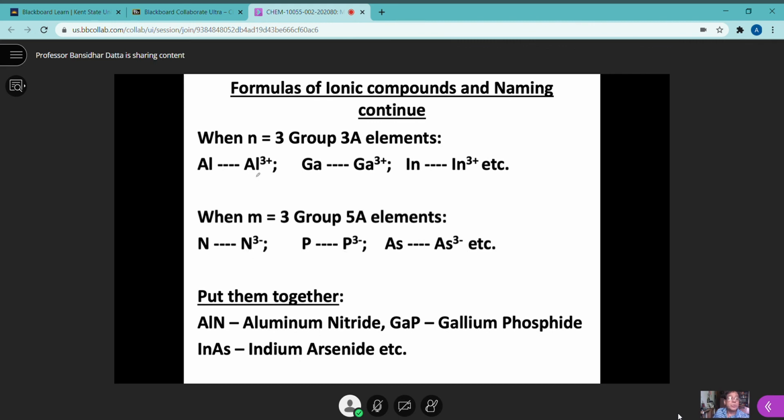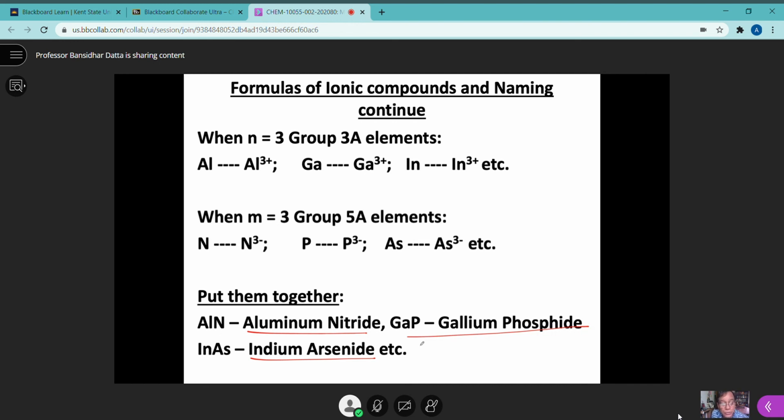And now, if we put them together, 3 plus, 3 minus, 3 plus, 3 minus, 3 plus, 3 minus. The molecule as a whole is a neutral molecule. So aluminum 3 plus, nitrogen 3 minus, together aluminum nitride. Gallium 3 plus, phosphorus 3 minus, gallium phosphide. Indium 3 plus, arsenic 3 minus, indium arsenide. And it goes on like this, very similar. So everybody okay? This is a common principle to make the ionic compound.